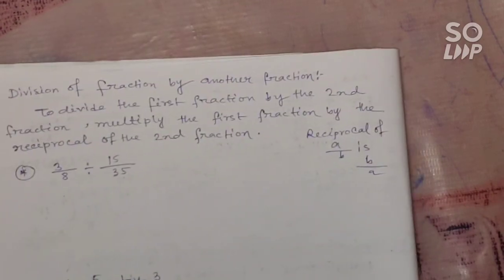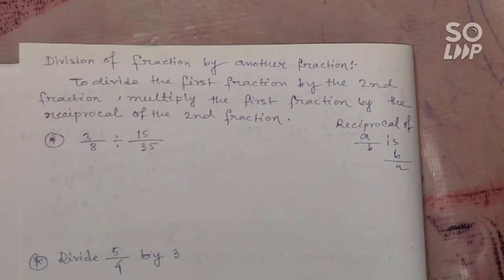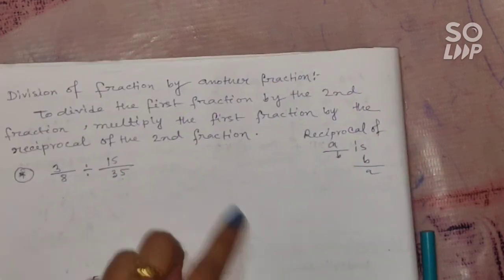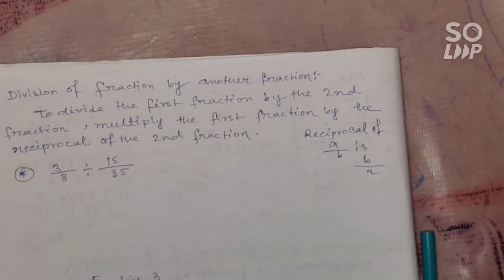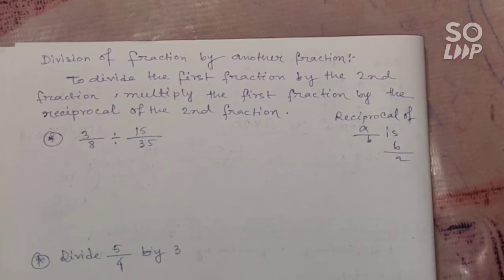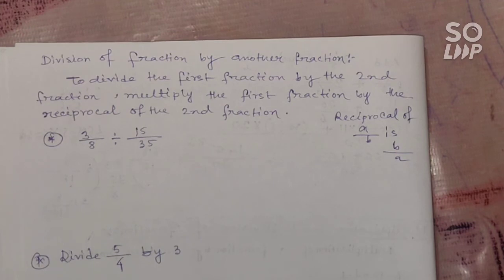Next topic is division of a fraction by another fraction. Division is the reciprocal of multiplication. If you can understand multiplication, you can do division. To divide the first fraction by the second fraction, you have to multiply the first fraction by the reciprocal of the second fraction. So remember this: to divide the first fraction by the second fraction, multiply the first fraction by the reciprocal of the second fraction. So division is actually the reciprocal part of multiplication.